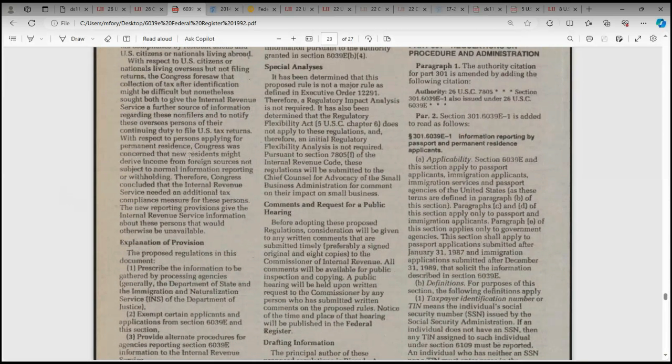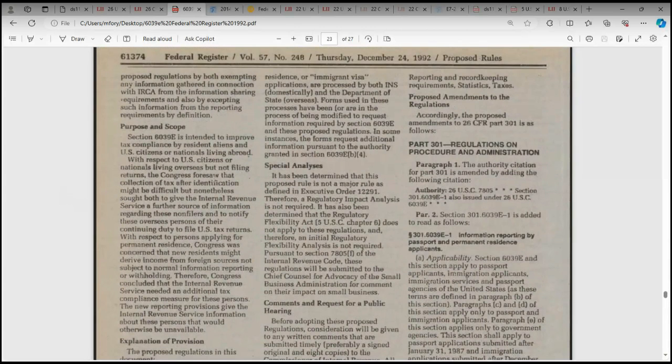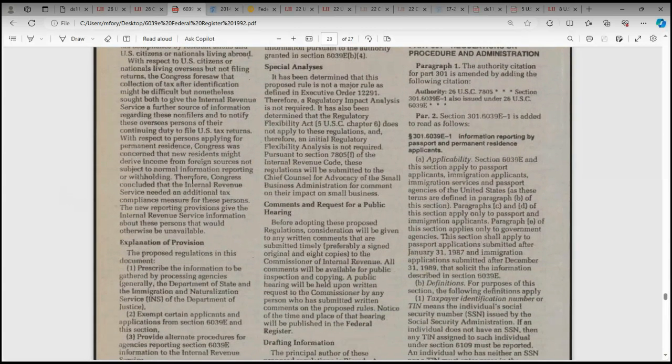Now, this applies to residents, though, not to the U.S. citizens or nationals. Therefore, Congress concluded that the Internal Revenue Service needed an additional tax compliance measure for these persons. The new reporting provisions give the Internal Revenue Service information about these persons that would otherwise be unavailable.